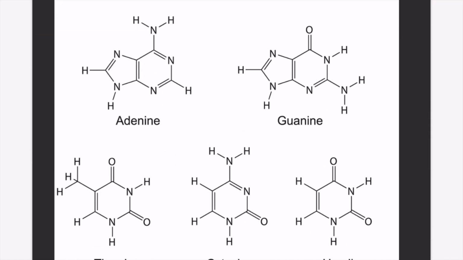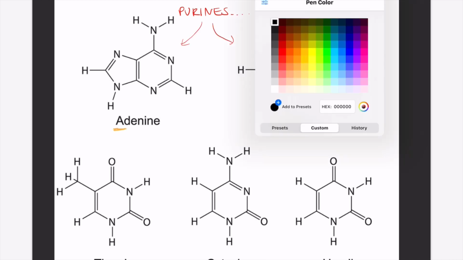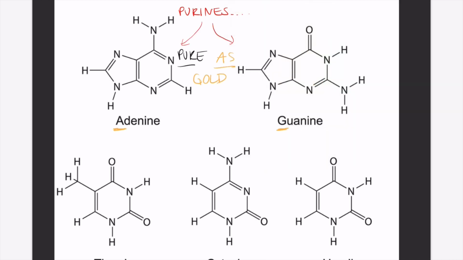First, you should know the purines. This includes adenine and guanine. You can remember this with the mnemonic "pure as gold." Pure for purines, and A and G stand for the first letter of the base pair.